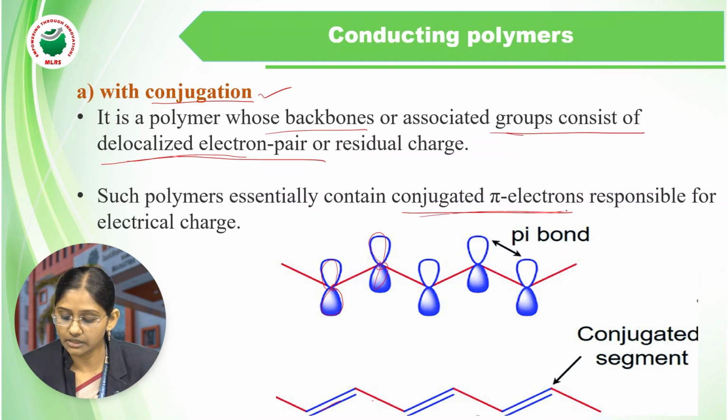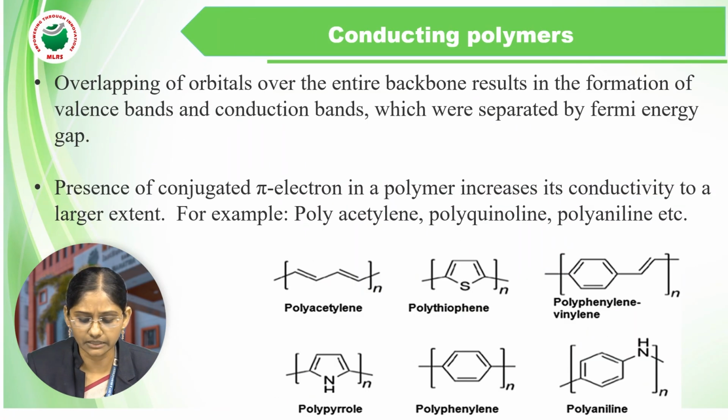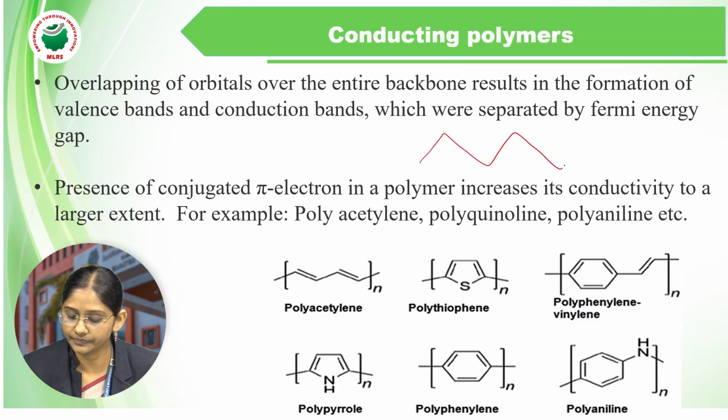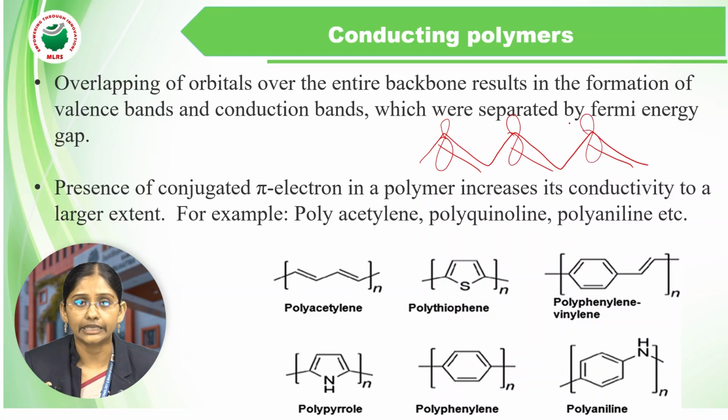That is called conjugated pi electrons being present in the polymeric chain, and because of this extra, free electron, it moves through the chain. That's why it conducts electricity. Now if you see these orbitals, we have just seen that there are alternate double bonds, and at each carbon there is a pi electron cloud containing an unpaired electron.